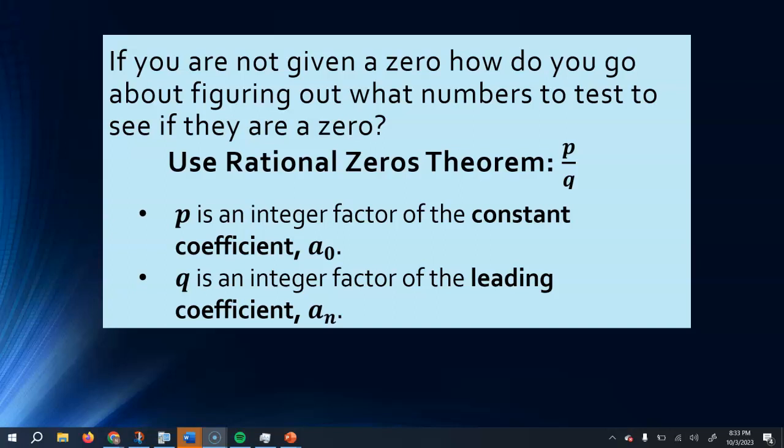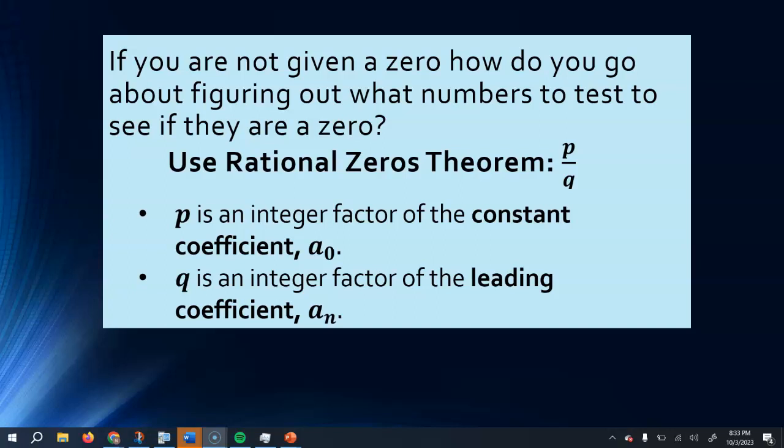And so in this one, we're going to use what's called the rational zero theorem. And we have this ratio of P over Q, where P represents the factors of the constant coefficient. So the very end of the polynomial, the constant, we're going to look at the factors of that. That's going to be in our numerator. Q is an integer factor of the leading coefficient. So the first coefficient that we see would go in the denominator, the factors of that one.